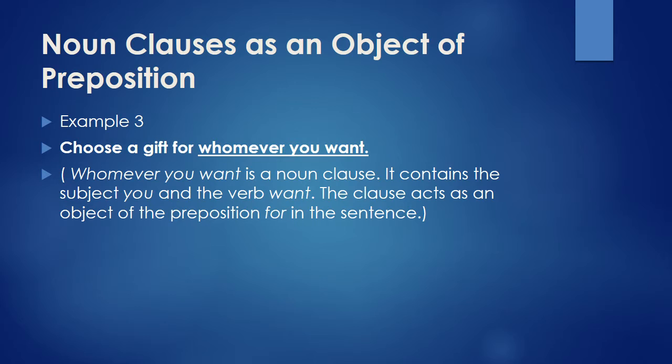So if I look carefully at the sentence, choose a gift for whomever you want, whomever you want is the noun clause and it came after the preposition for. So this noun clause is coming after a preposition. So it's an object noun clause of a preposition.